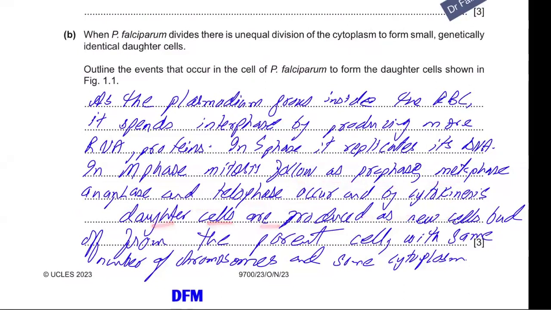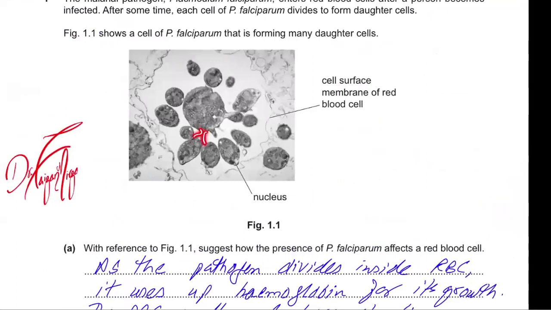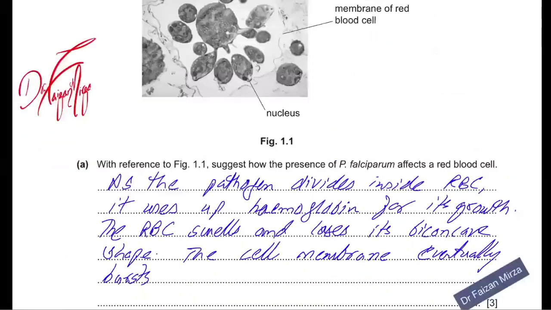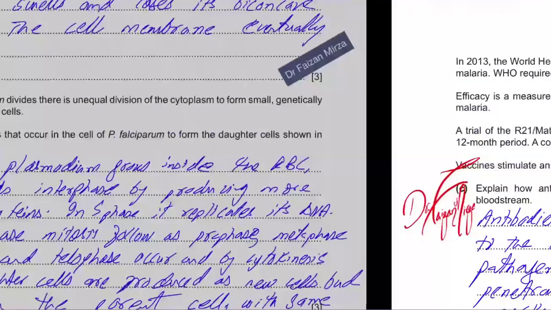Daughter cells are produced, and new cells bud off, and the parent cell is still there, and the number of chromosomes is the same, and the cytoplasm is there as well. So you can see this budding off here. If it's visible in the cell, and the parent cell is still there, and it's producing an unequal number of copies, we need to include the term budding here. This is where they took the question to assessment objective 2.